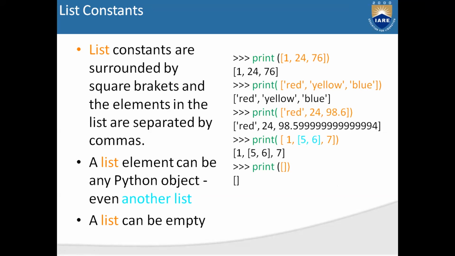A list is a collection of elements. That collection of elements may be of any data type. All elements of the list may be the same data type or different data types. And a list can also be empty. For example, if I print a list that doesn't have any elements, an empty list will be printed.